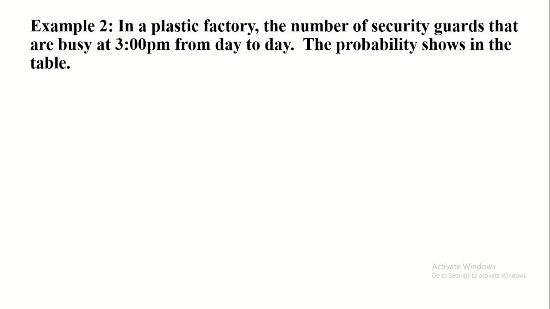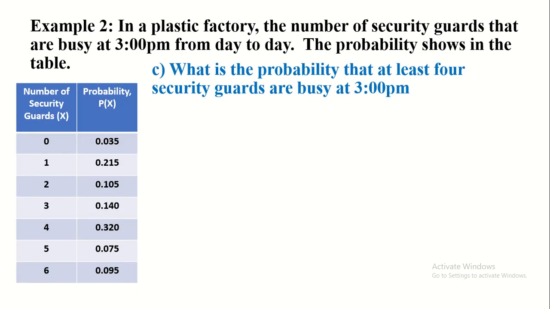Still, we are in example number 2, letter C. What is the probability that at least 4 security guards are busy at 3 p.m.? Ang ating keyword dito o word phrase about inequality symbols is at least. Ano nga ba meaning nun? Pag sinabing at least, that is greater than or equal to 4. And what are those number of security guards that is greater than 4? Siyempre, 5 and 6. Kaso may equal sign ka rito, kaya isasama mo pa rin si 4.